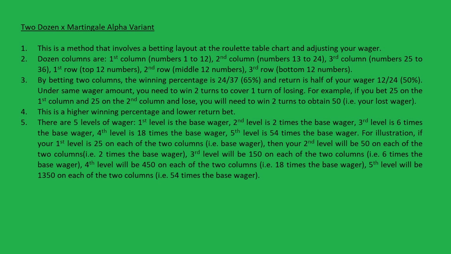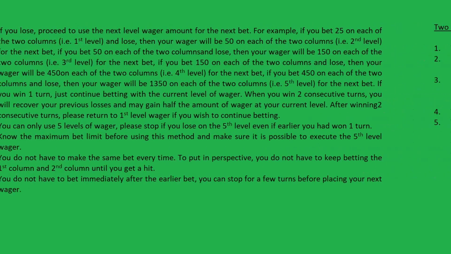For illustration, if your first level is 25 on each of the 2 columns, i.e. base wager, then your second level will be 50 on each of the 2 columns, i.e. 2 times the base wager, third level will be 150 on each of the 2 columns, i.e. 6 times the base wager. Fourth level will be 450 on each of the 2 columns, i.e. 18 times the base wager. Fifth level will be 1350 on each of the 2 columns, i.e. 54 times the base wager.